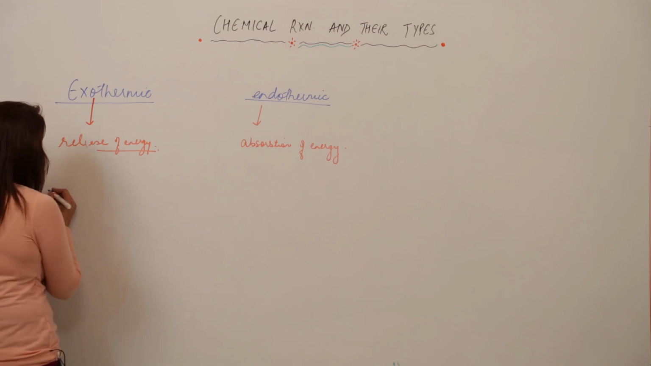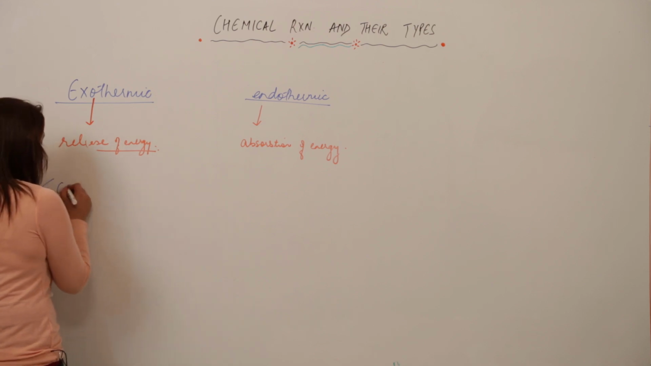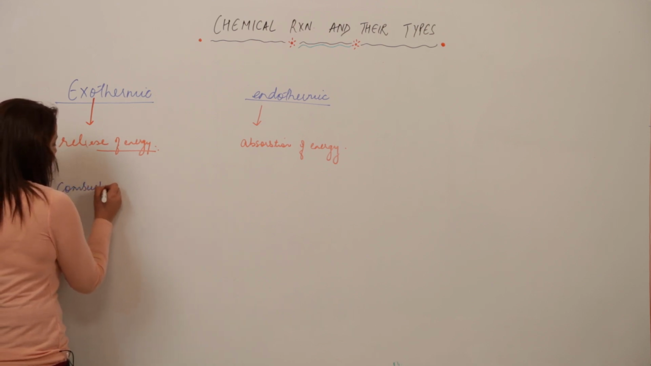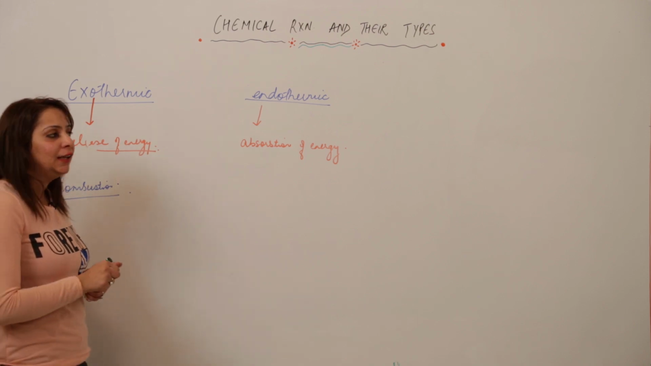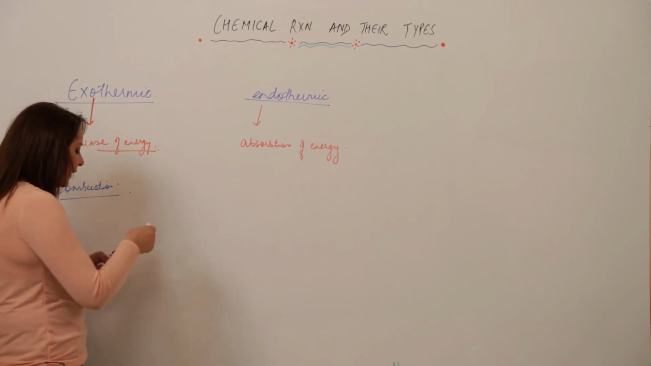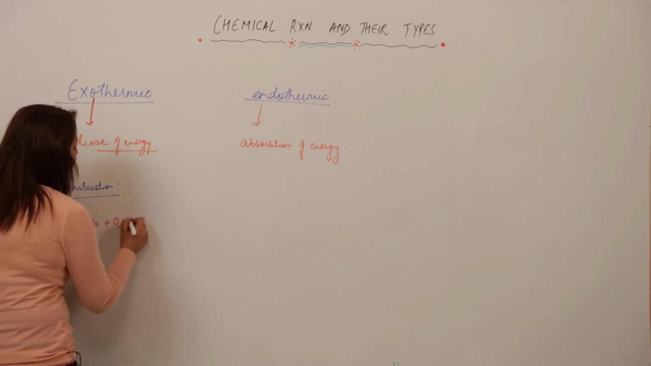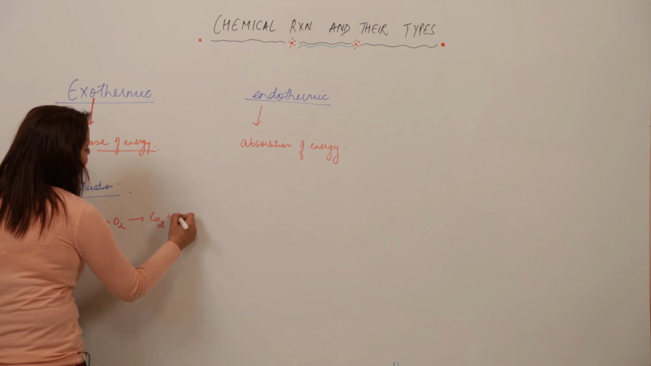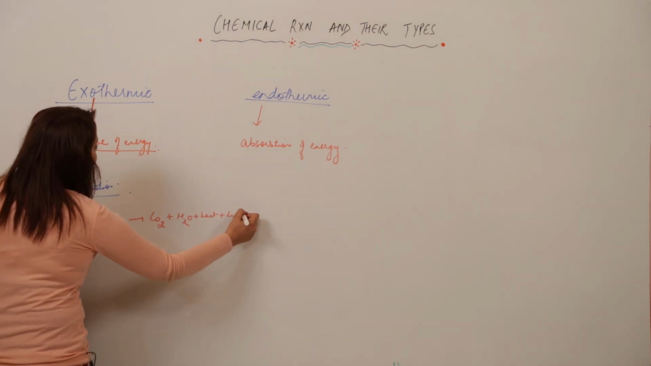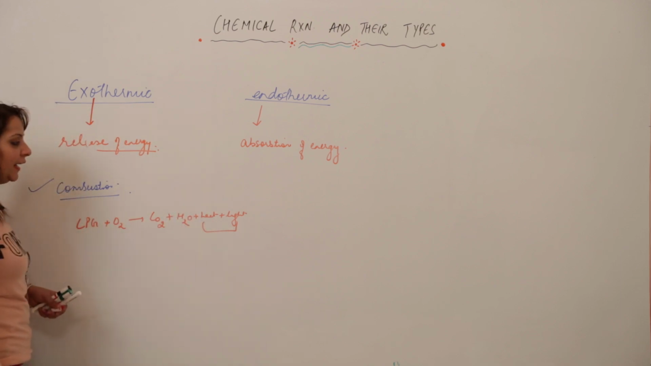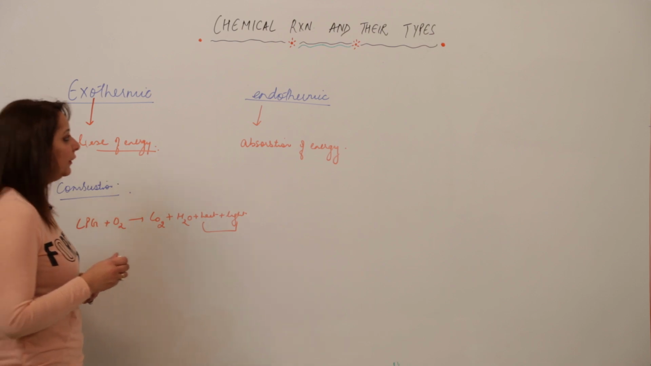The exothermic reaction: in your daily life you come across many reactions like combustion. What do you mean by combustion? Combustion means burning of anything, right? Like if you are using LPG at home and burning it, what are you getting? You are getting CO2, water vapor, and heat and light. So that means it leads to the evolution of energy with the products. That is why it comes under the category of exothermic reaction.